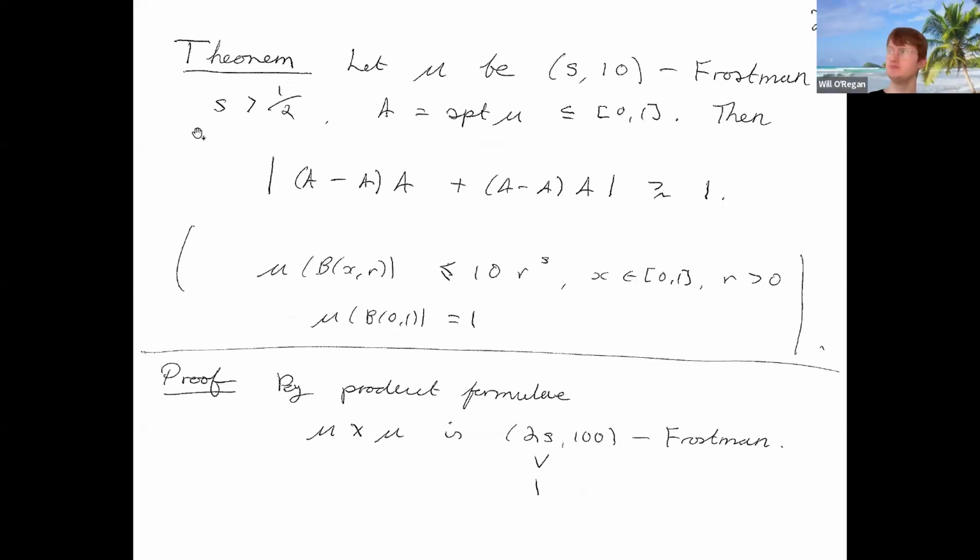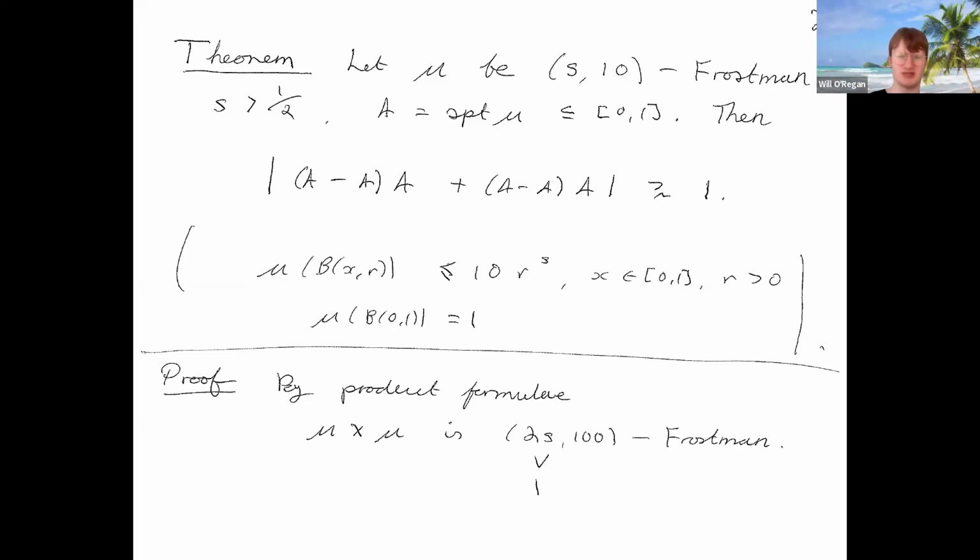So let's prove this theorem first. This is a baby theorem, and then we'll go on to a more general case later on. What this theorem says is that if you have some 10-s Frostman measure, with s bigger than a half, strictly bigger than a half, and that's quite important, and A is its support contained in the interval [0,1], that's not so important.